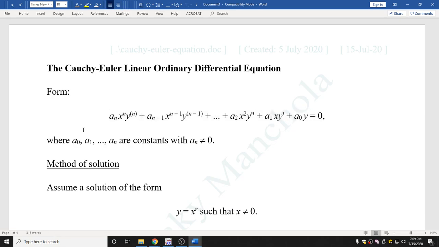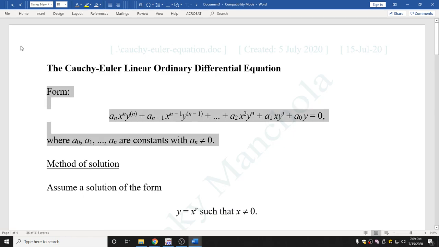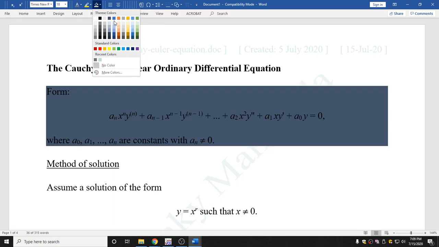Here, a_0, a_1, a_2, all the way up to a_n are constants. But a_n, the leading coefficient, is different than 0. What we want to do now is to devise a method of solution.